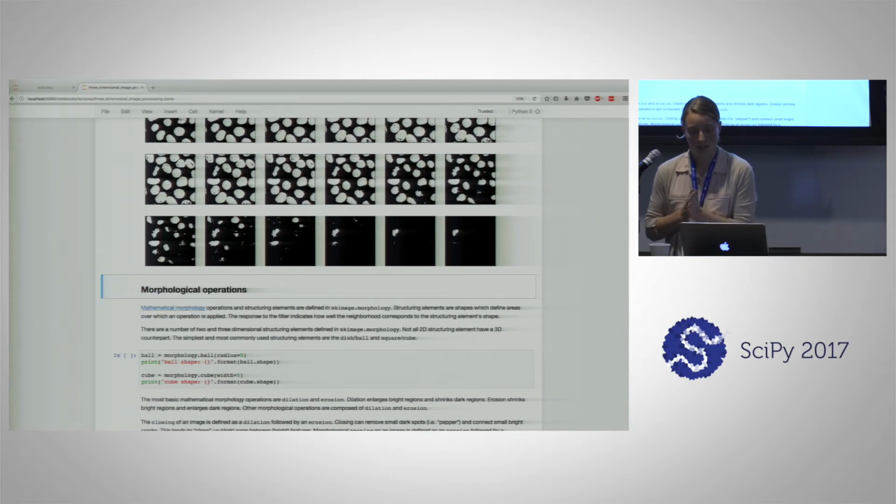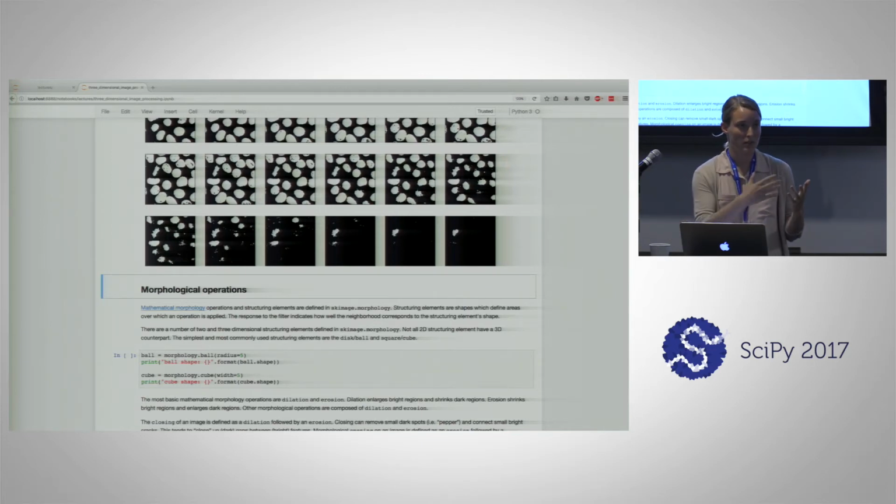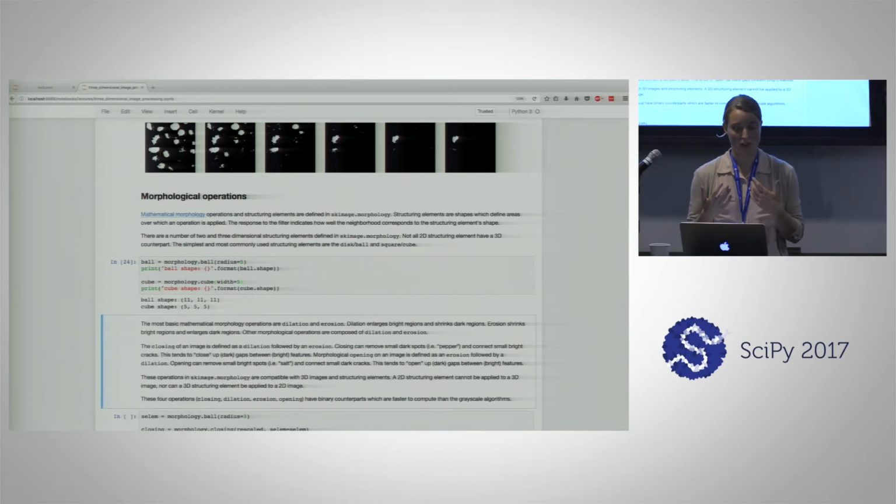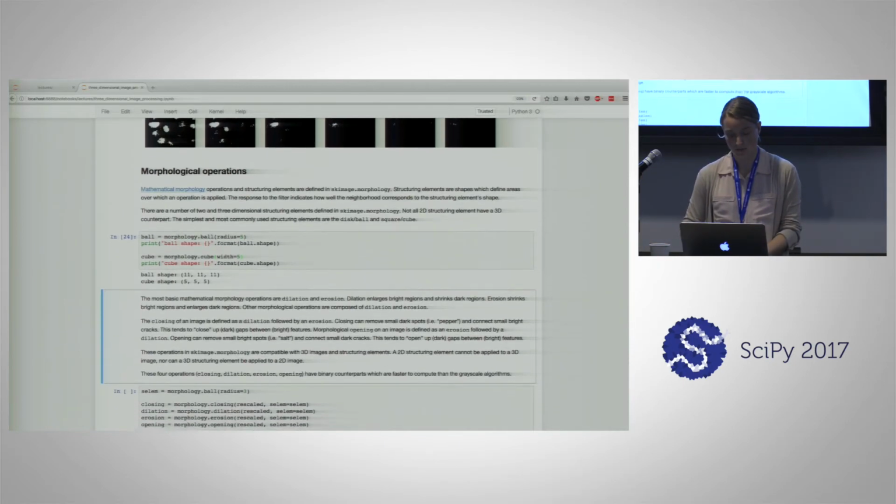The morphology package within scikit-image defines a number of structuring elements, which are just shapes over which a filter will be applied. The response to that filter indicates how well a neighborhood corresponds to the structuring element shape. There are 2- and 3-dimensional structuring elements in the morphology module. The ones I most commonly use are the disk, whose 3D counterpart is the ball, or the square, whose 3D counterpart is the cube. I haven't visualized these, but if we initialize them and check their shape, we could observe that these really are 3 dimensions.